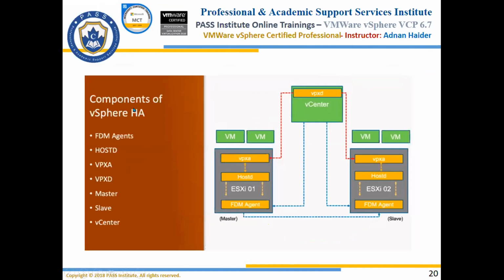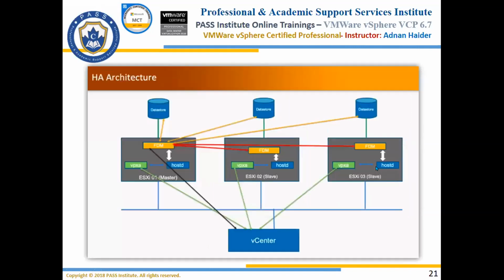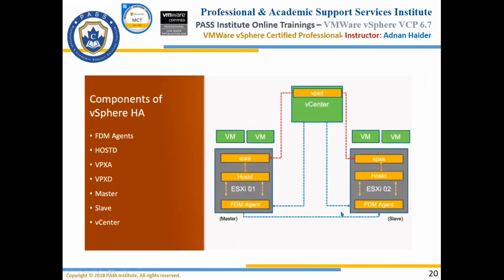Now, components of HA are, number one, that HA has agents that work between the ESXi hosts. So always remember, guys, whenever we enable HA, one ESXi host becomes master, and all other ESXi hosts become slaves. So there is a master and slave relationship between ESXi hosts. We need to remember that as well.